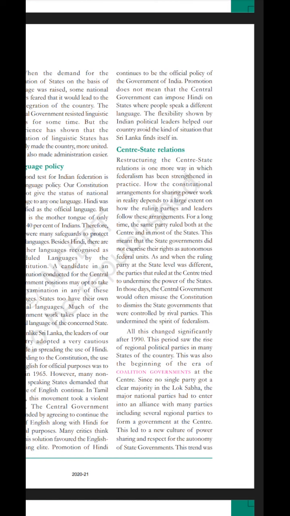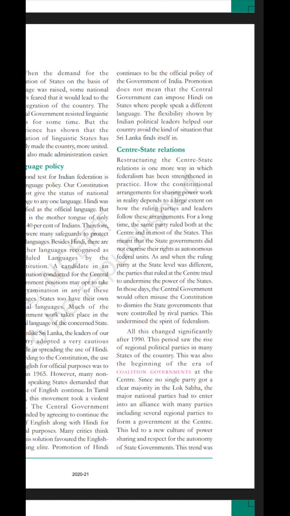Center-state relations. Restructuring the center-state relations is one more way in which federalism has been strengthened in practice. How the constitutional arrangements for sharing power work in reality depends to a large extent on how the ruling parties and leaders follow these arrangements.